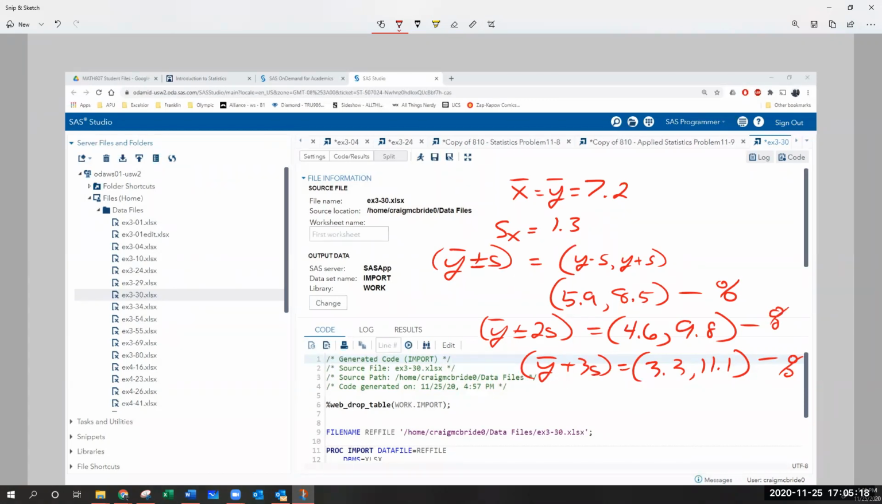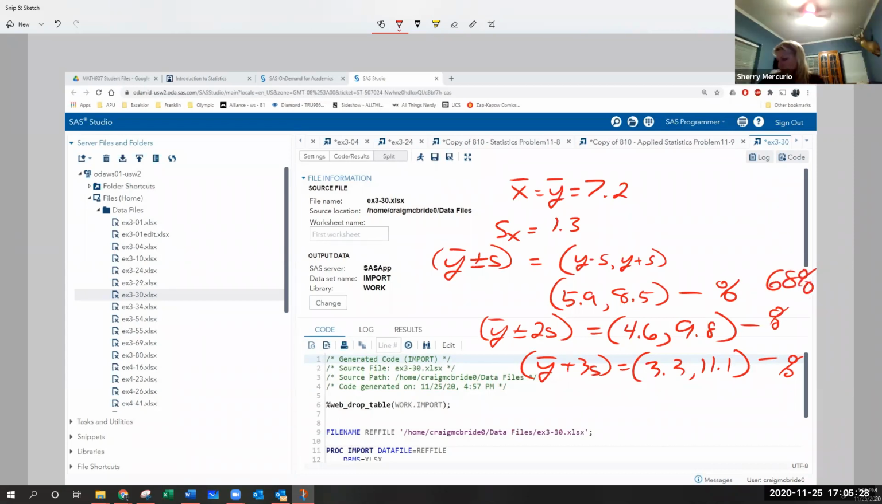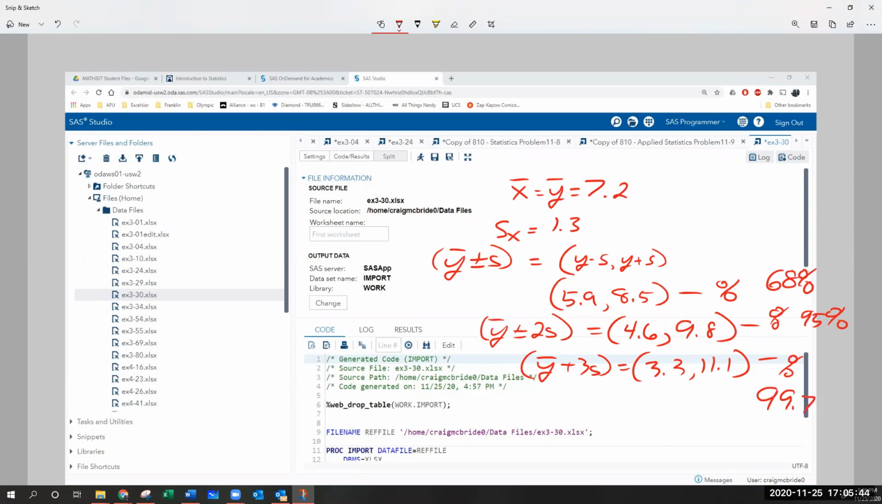Who remembers what the percentage of that one is? I don't remember. Anybody else? 68%. Very good. 68. And then if we go 2 standard deviations in both directions, it gives us 95. Nice, 95%. And 3 standard deviations gives us 99.7. You guys are on it, 99.7.